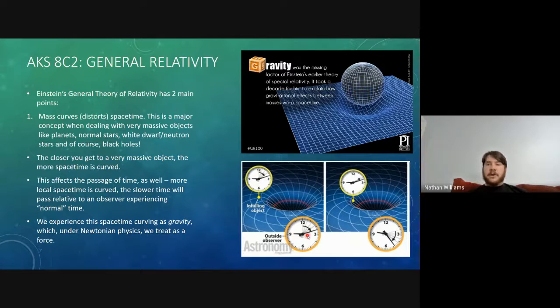For an outside observer, their clock is going to keep ticking as an object moves closer and closer toward a black hole. But at this point, the object is close to a black hole, but not too close, and the clock is ticking at the same rate as it is for the outside observer. So they're both the same distance from the black hole. But now the infalling object moves closer to the black hole, and the outside observer does not. And now the infalling object's clock is ticking slower relative to the outside observer's.